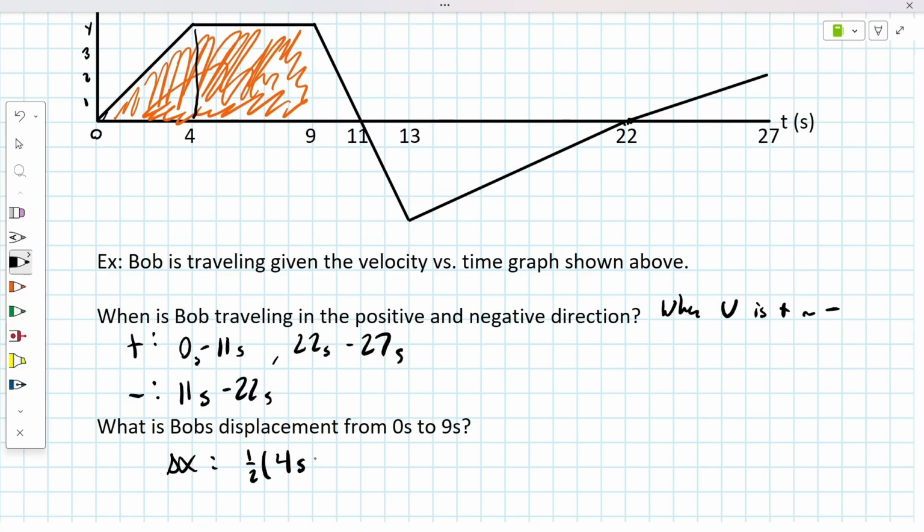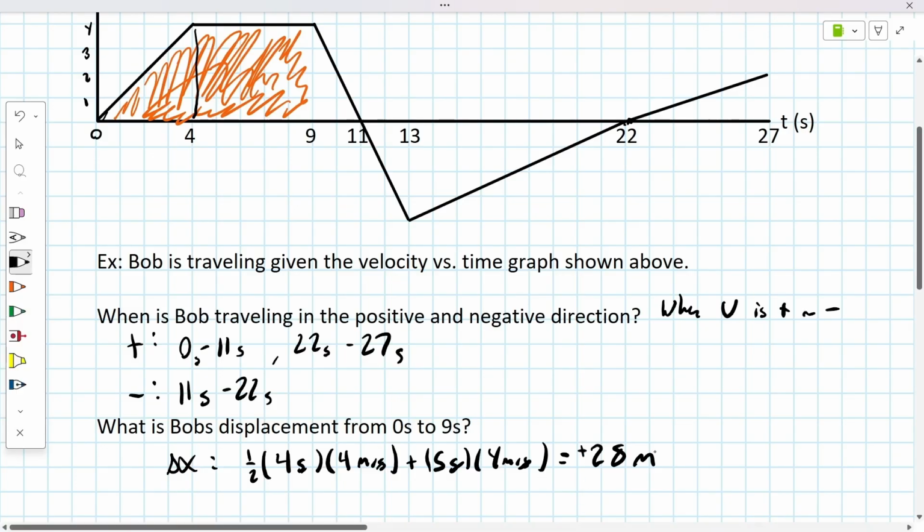So the 4 is seconds times 4 meters per second, plus this square here, which is another 5 seconds times another 4 meters per second. So these seconds will cancel out and we'll just be left with meters. And if we plug all these into a calculator, we get 28 meters. And also note that this is a positive 28 meters because these values are all positive. And if you were to get negative, it would be in the negative direction, and that would be the displacement in the negative direction. Okay.